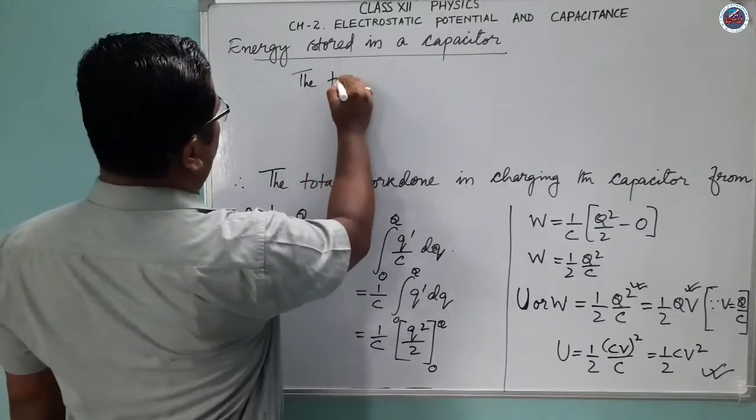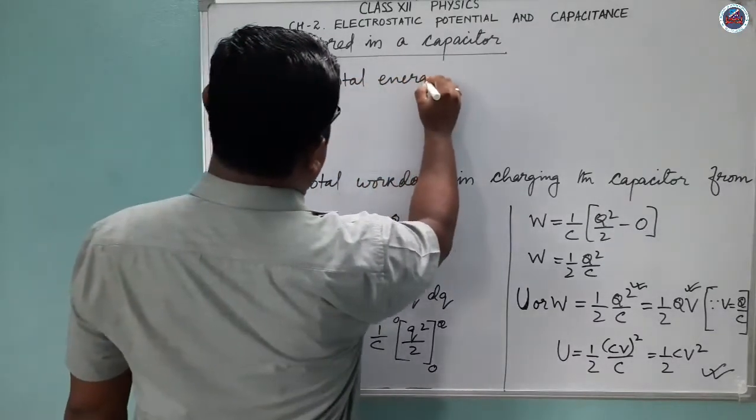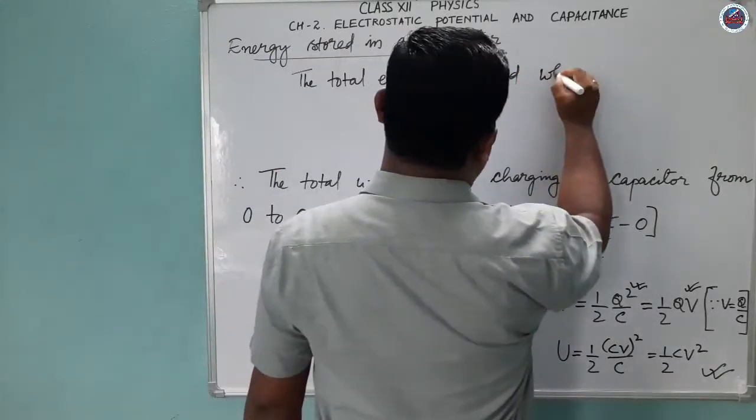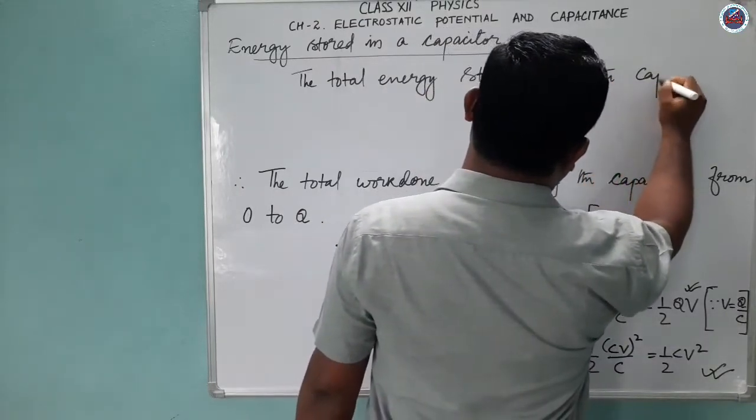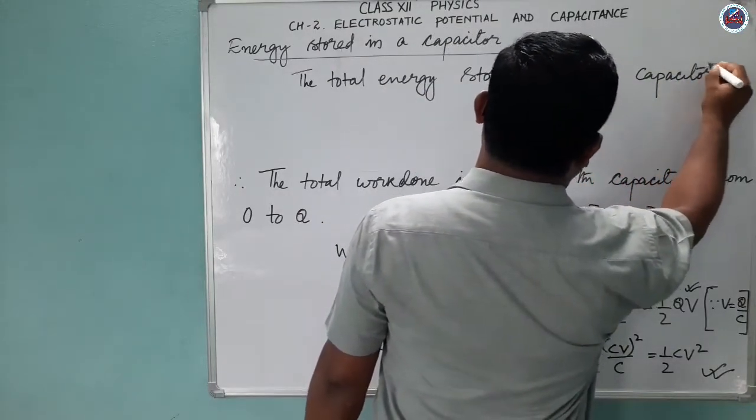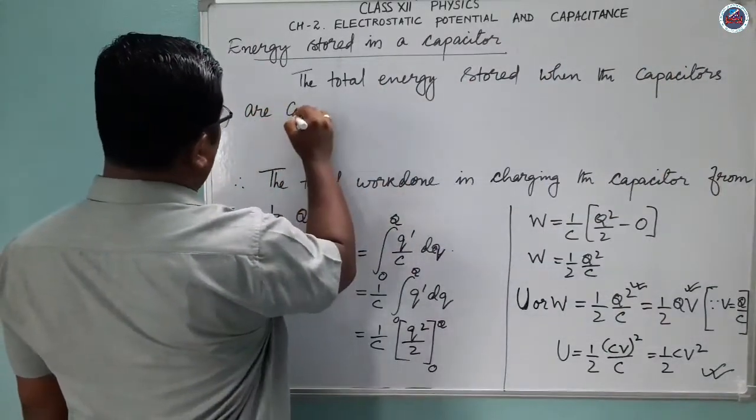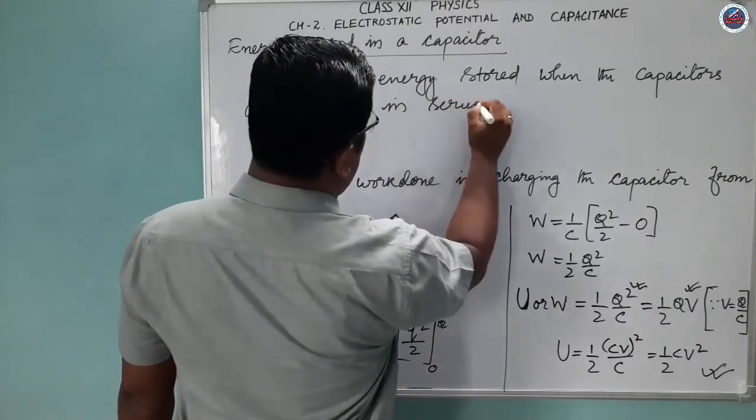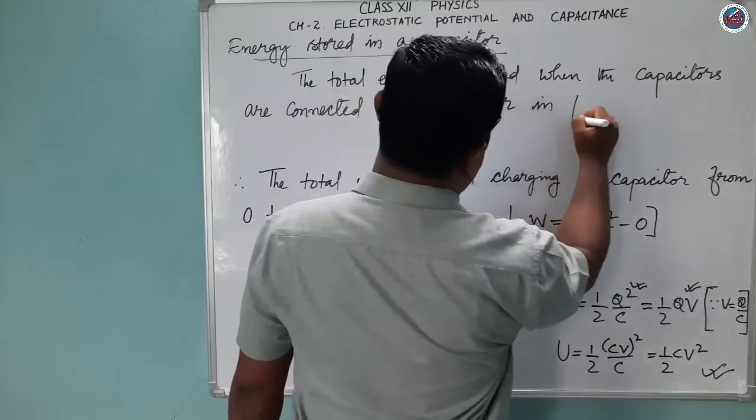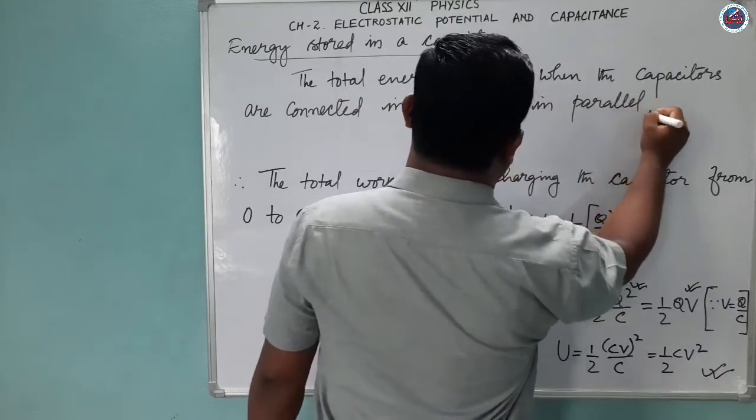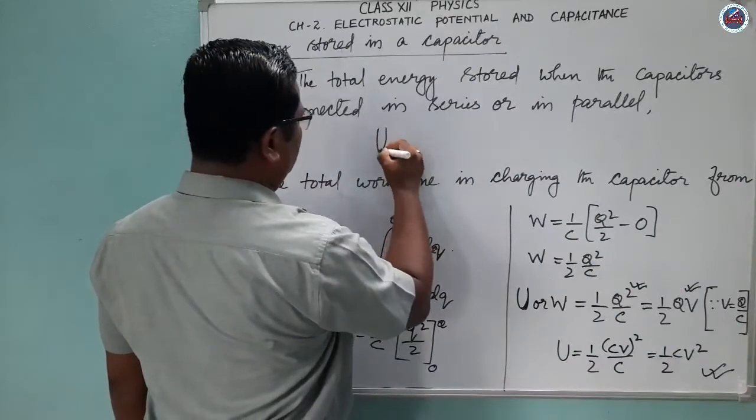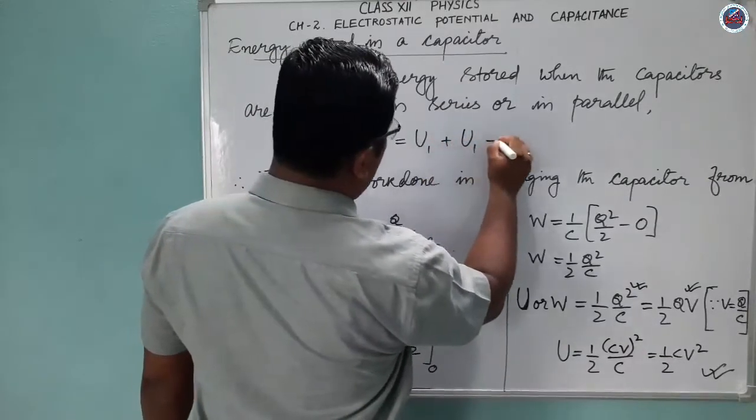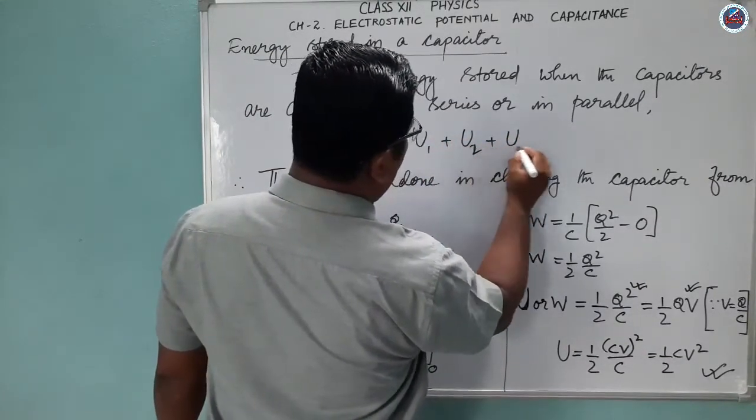The total energy stored when the capacitors are connected in series or in parallel, if you write it as U, it will be applicable for both series as well as parallel. It is the sum total of all the energies that can be stored by the individual capacitors.